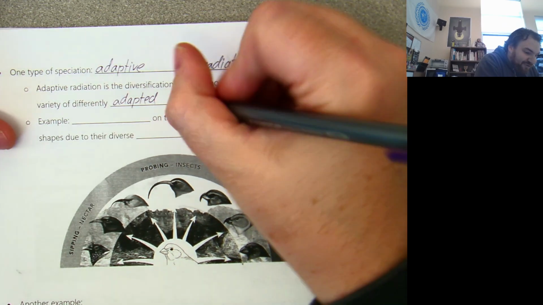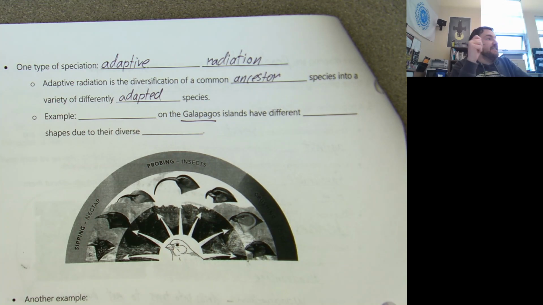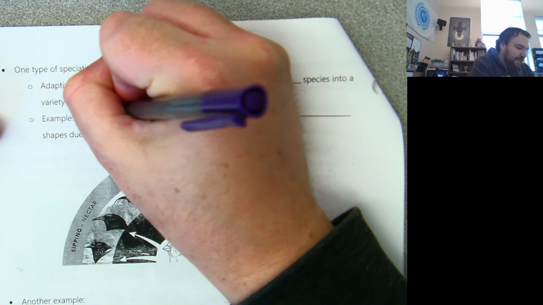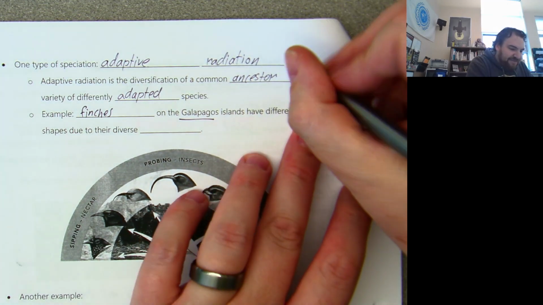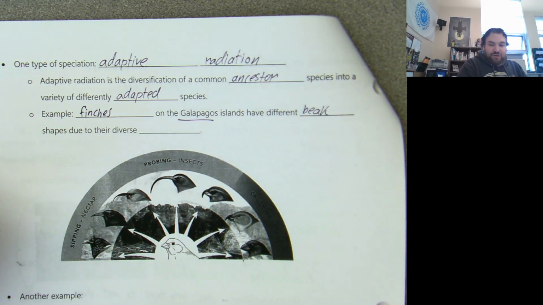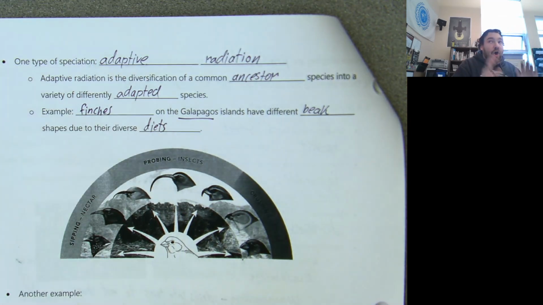He ended up on the Galapagos Islands, and these islands were rich in biodiversity, really cool species. And one of the things that he saw was that there were finches on the Galapagos Islands, and these finches have different beak shapes due to their diverse diets. They are all finches.